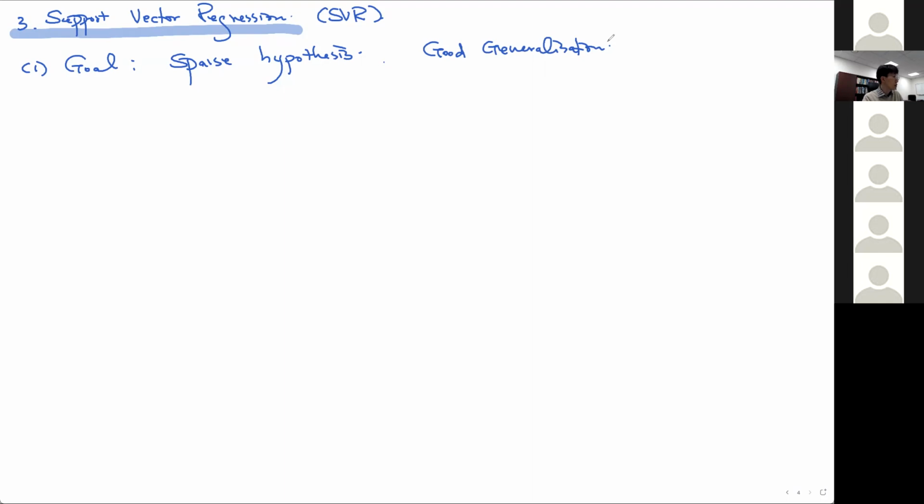So what should we do? The idea of support vector regression is the following. Suppose we have a bunch of data points in two-dimensional space, like this here. Then our algorithm came up with a hypothesis, which is a line that goes like this.